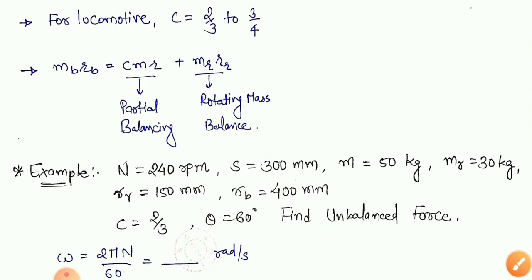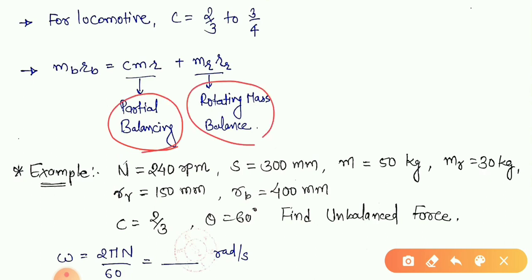So the final primary balancing will be equal to the partial balancing plus the rotating balancing. So the balancing mass is equal to c m r plus m r r r. Let us consider this with an example.